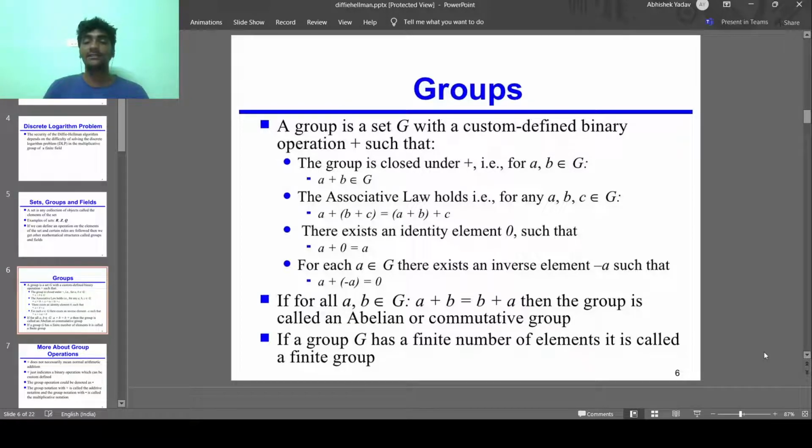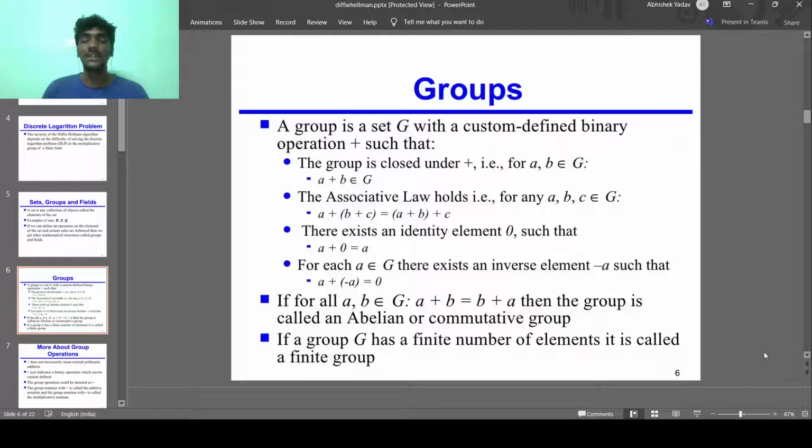We can symbolize it as minus A, such that if A operation minus A is done, then we'll get the identity element or 0. So, if for all A, B belonging to G, A plus B is equal to B plus A, then the group is called an abelian or commutative group. If a group follows this property of A plus B equals B plus A, then it is called an abelian group or a commutative group.